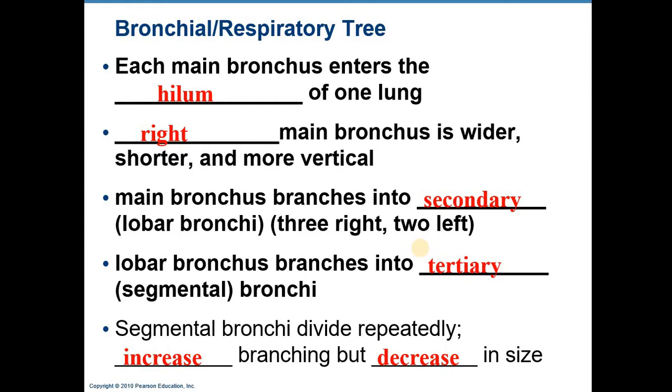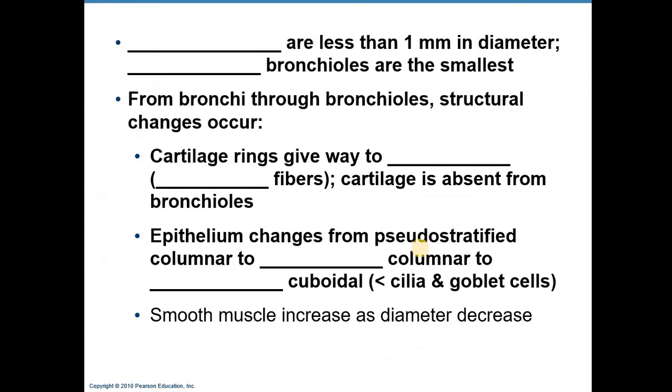And then from the secondary, you branch into your tertiary, also known as your lobar bronchi. And then you have about 10 on each of those for a total of about 20. And then the segmental bronchi divide even further, and it gets even smaller and increases in branching, but the size of the bronchi will actually get smaller. From there, you have the bronchioles. The bronchioles are tiny, and they are 1 millimeter in diameter. The terminal bronchioles are the smallest.